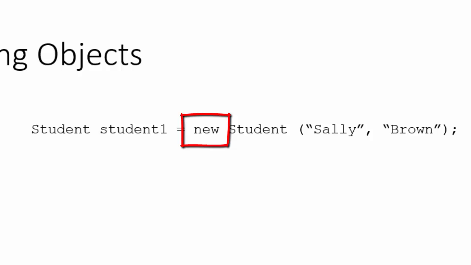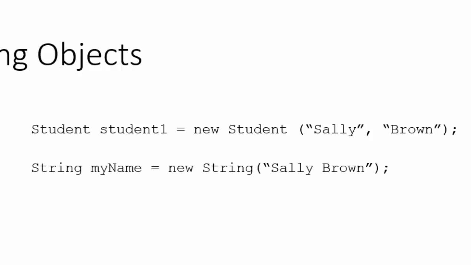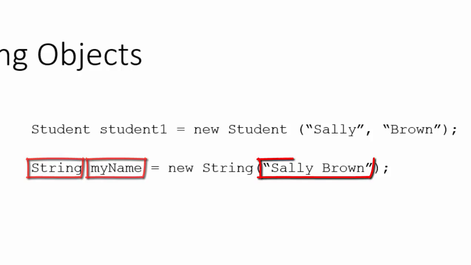This statement creates a reference variable student1 of type student. The object is created by locating the student class. All objects are created using the new keyword. This statement creates a reference variable myname of type string. A string object with the characters Sally space Brown is created using the new command.